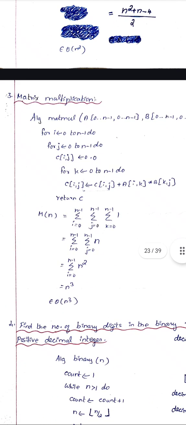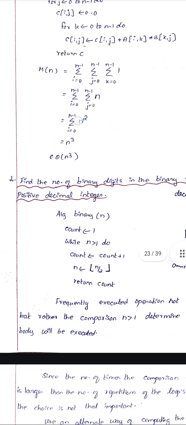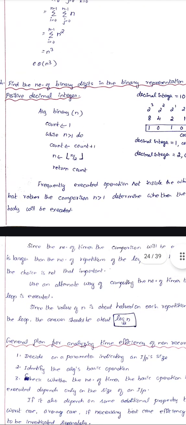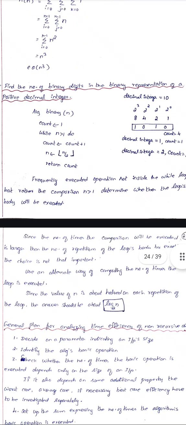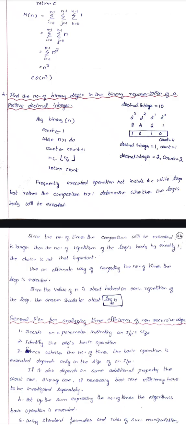Matrix multiplication uses n cube. For this we have like this. Then find the number of binary digits in the binary representation of a positive integer. N becomes n by 2, it reduces by half every time in the iterations. So the answer should be log n to the base 2.